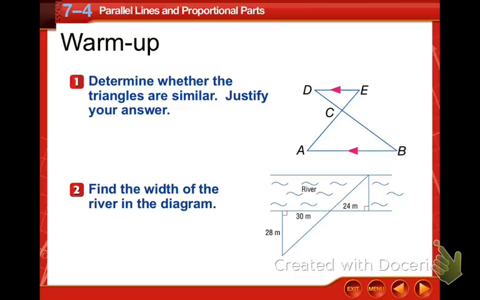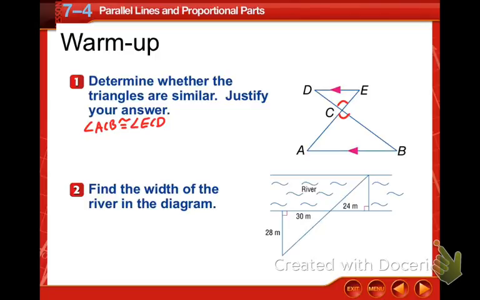We know that at point C there, we have two angles that are vertical angles, so they're congruent. So we know that angle ACB is congruent to angle ECD.